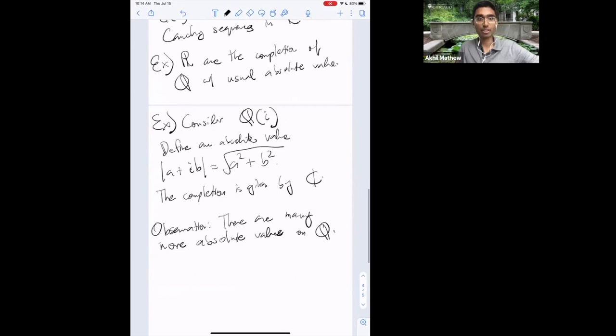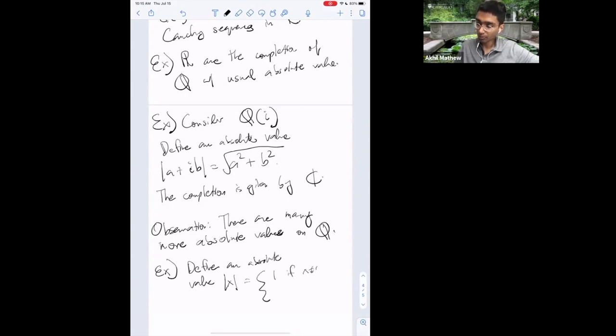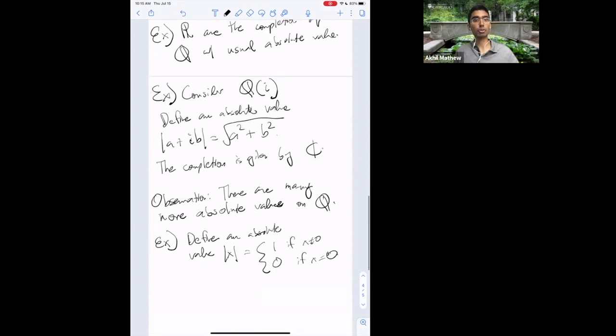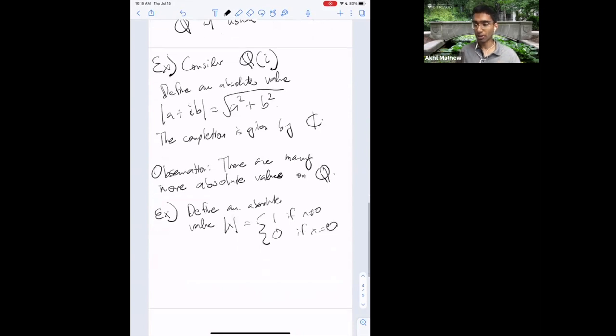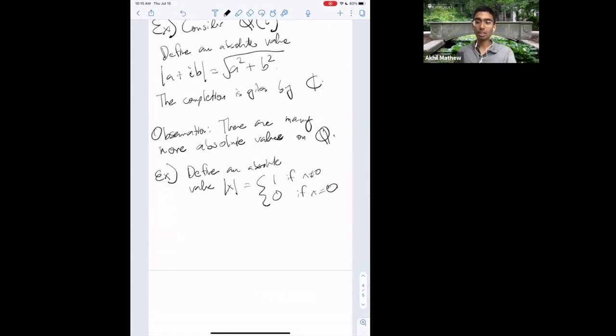There's a very boring example, which is the trivial absolute value, and this actually works on any field. Define the absolute value of x to be 1 if x is not 0 and 0 if x equals 0. This is going to give you a discrete topology, or discrete metric space, on the field. This is not so interesting, but we should mention it.